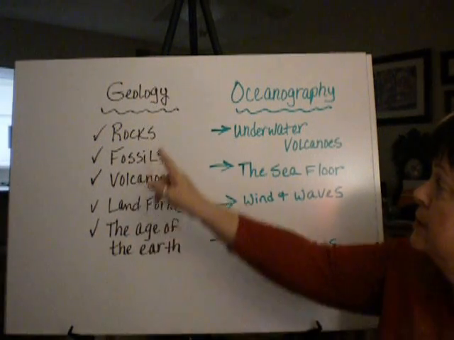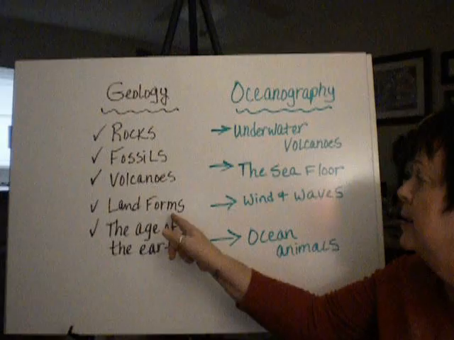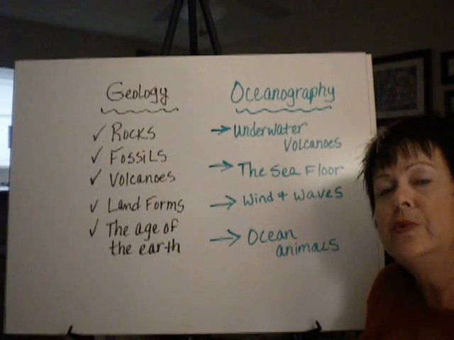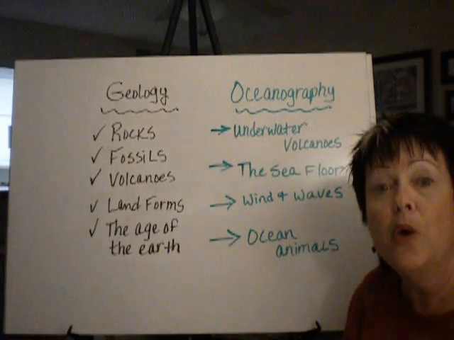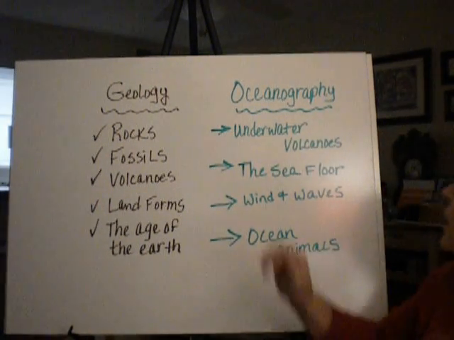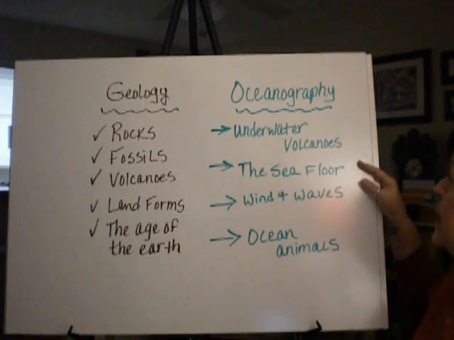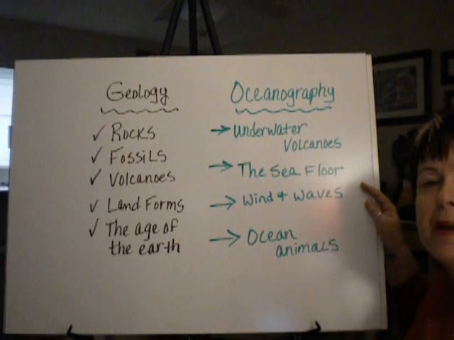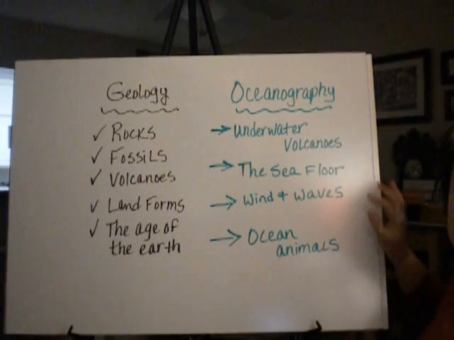Geology, as I mentioned, consists of rocks, fossils, volcanoes, landforms, and the age of the Earth. And there continues to be some contentious ideas about how old the Earth really is. Oceanography, as I said, covers underwater volcanoes, the sea floor, wind and waves. The ocean has a huge impact and really is a creator of a lot of our weather, and also includes ocean animals.